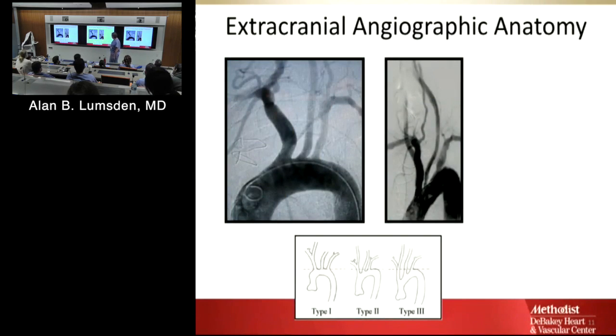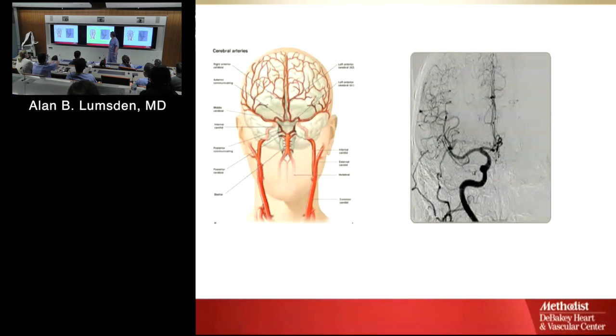All right, different types of arches. Remember we talked about type 3 arch? All of the origins of the supra-aortic trunks are below the apex of the aorta. So very difficult to catheterize in something like this. This is the way that these things are classified. Okay, T for Texas is up here again.